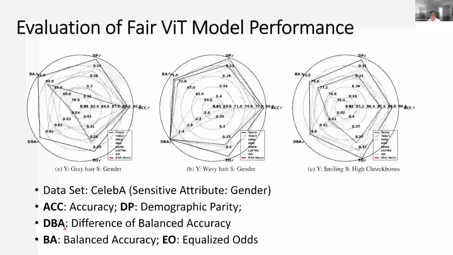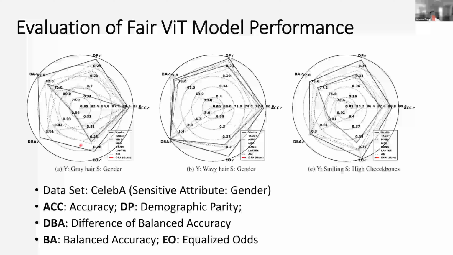So another will be the difference of the balanced accuracy. It's also a very similar role, to compare whether the outcome performance is equal across the different subgroups defined by the sensitive attribute like gender or race. We also have the balanced or equalized odds. So those are different metrics. You can see that we compare in terms of 5 different metrics. In addition to the accuracy, we have 4 other fairness metrics.